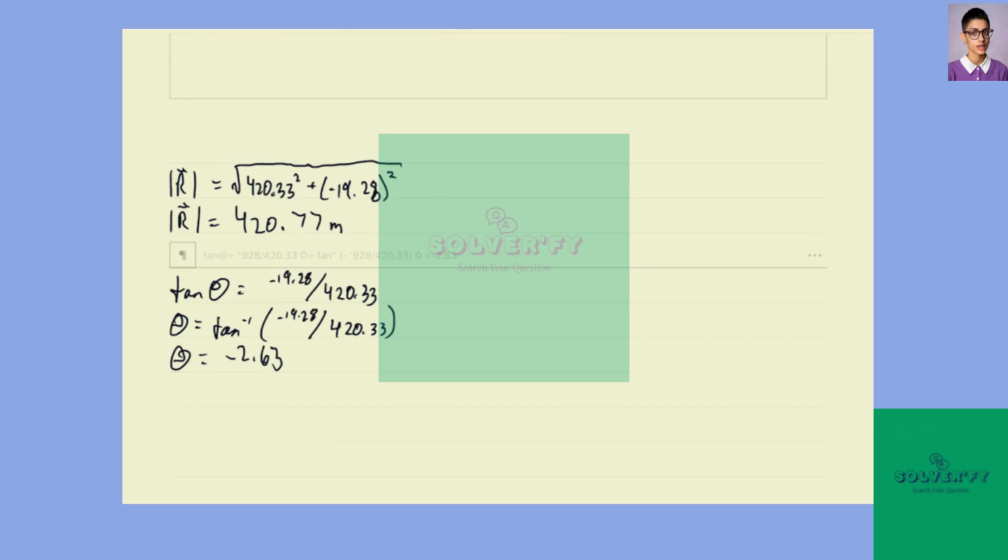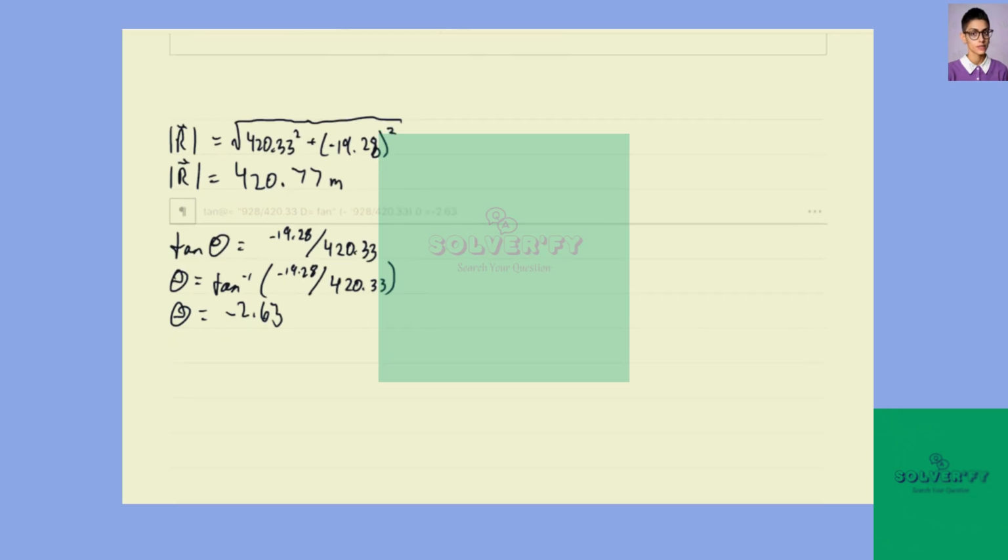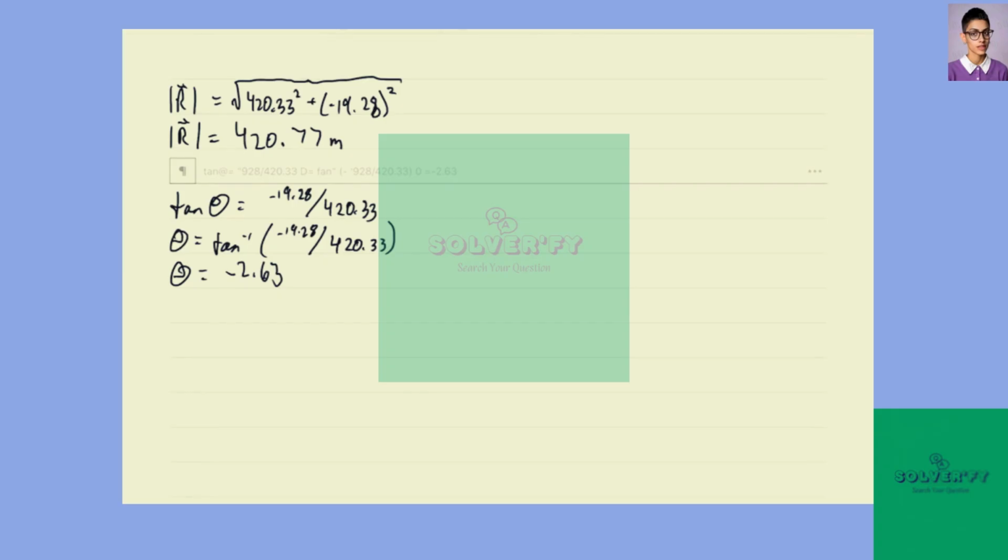So, putting together what we did, we can see that the resultant displacement vector will have a magnitude of 420.77 meters in the direction of 2.63 degrees below the horizontal.